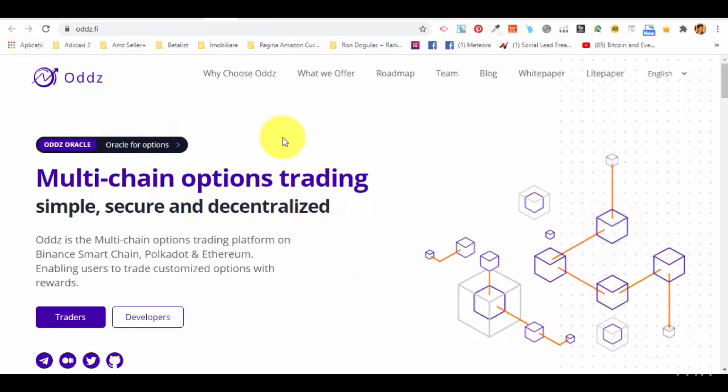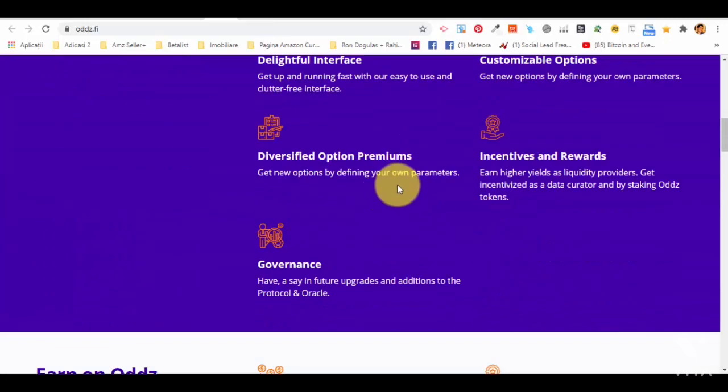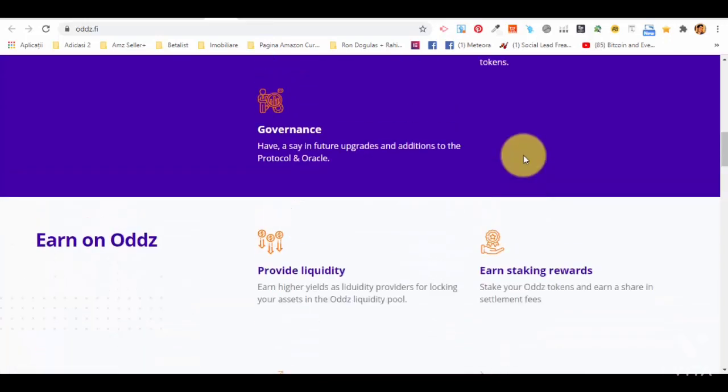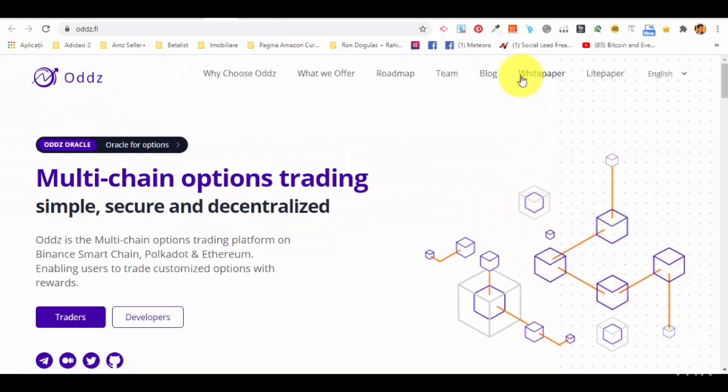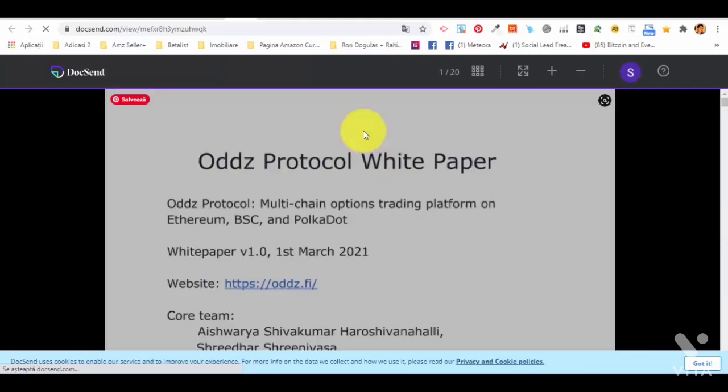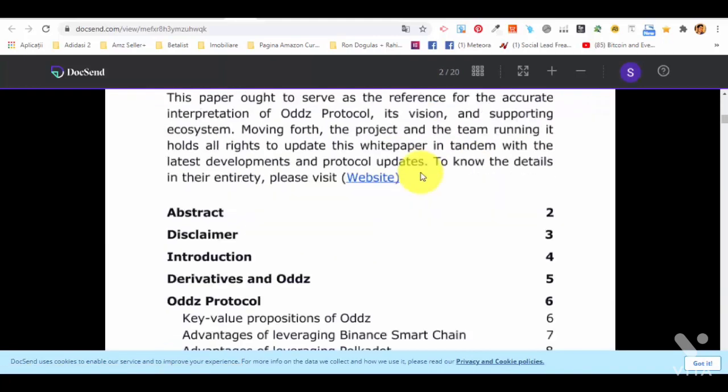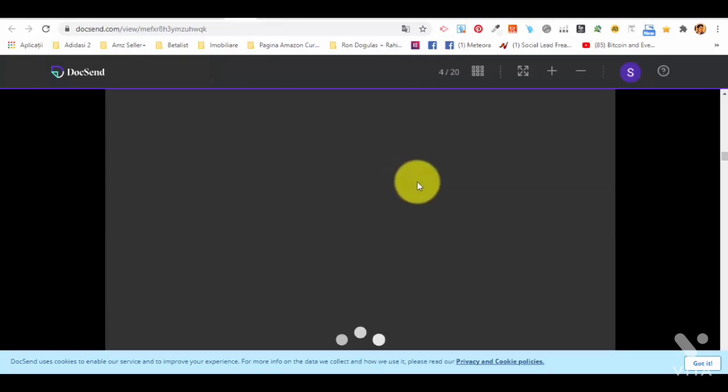This is the project. And here you have different information about the project. And the cool part is that you have this white paper. You can click on the link white paper and you can check more about the ICO.